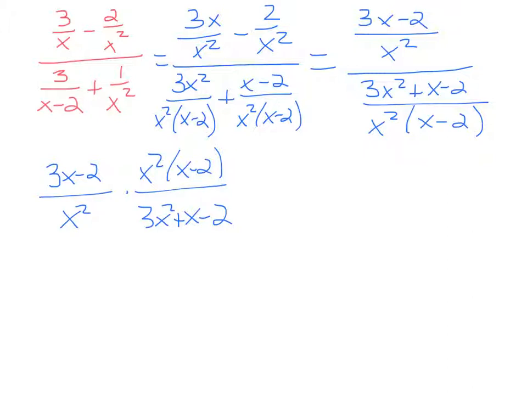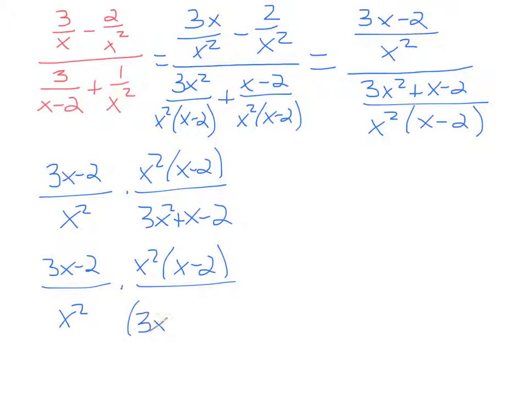Now we're looking for factors to cancel, so we better start off and see if we can actually factor this part, and we can. So I'm going to rewrite this all as 3x minus 2 over x squared times x minus 2 over 3x minus 2 times x plus 1.